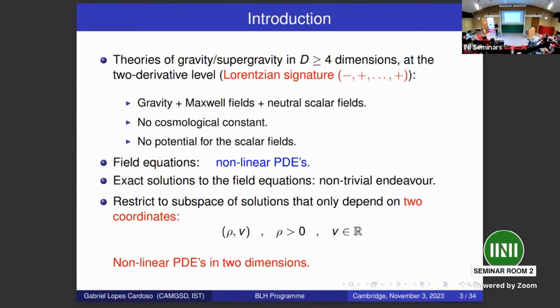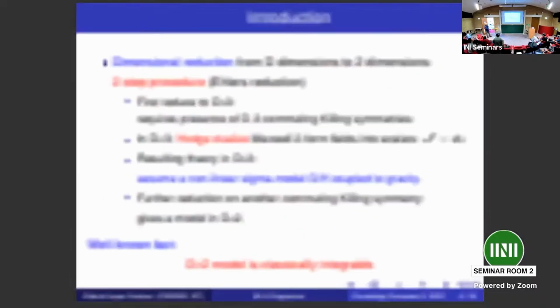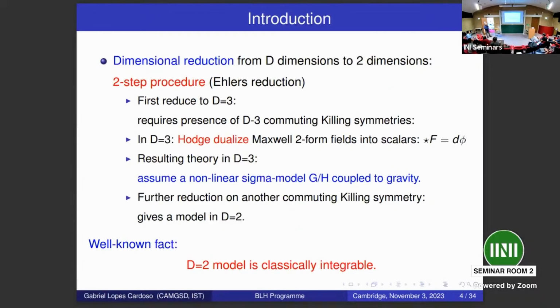Now, to proceed in trying to analyze the solution space, what we'll be doing in this talk is restricting to a subspace of solutions that only depend on two coordinates. I'm going to denote them by rho and v. Rho will be taking positive values, v will be taking values in R. So what this means is that we'll be looking at solutions to these field equations that arise by solving nonlinear PDEs in two dimensions. Now, it's well known how to actually obtain these nonlinear PDEs in two dimensions. This is done by dimensional reduction.